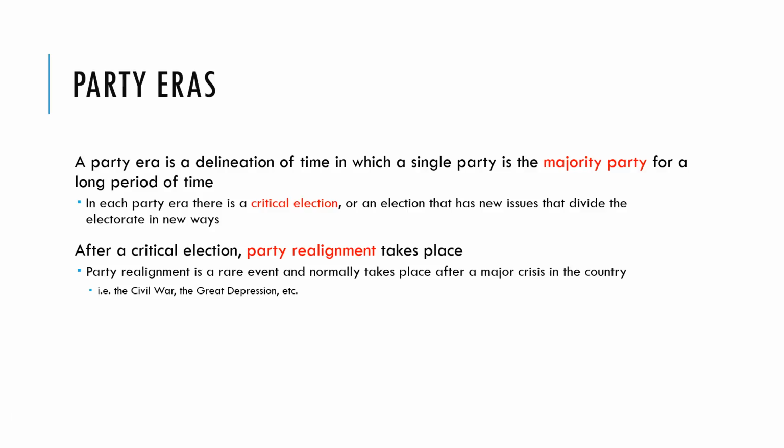throughout our history. After a critical election, something called party realignment takes place. Party realignment is a rare event and normally takes place after a major crisis in the country. Things like the Civil War, the Great Depression, things like that.